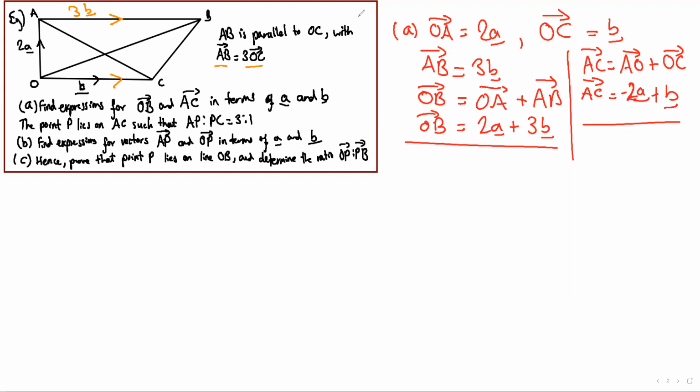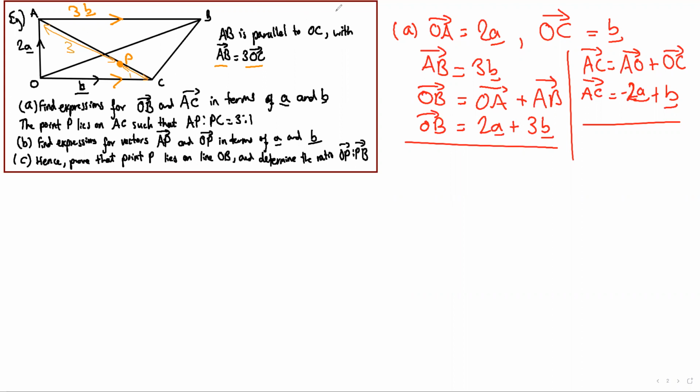Okay, so that's question A done. Now we're given a new piece of information here. We're given that a point P lies on AC such that AP to PC is 3:1. Well, let's draw that in. So P would be around here, let's say. And again, we have the ratio 3:1. So we know that any point along here will be 3 times any length here.